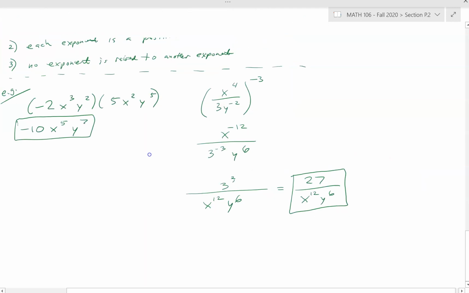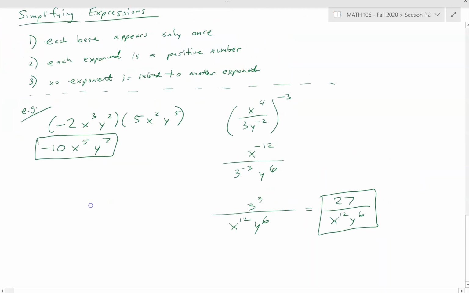So that meets all the criteria that I gave out, right? Each base appears only once, that's true. Each exponent is a positive number, also true. And no exponent is raised to another exponent. So we've met the criteria there. Okay, beautiful.